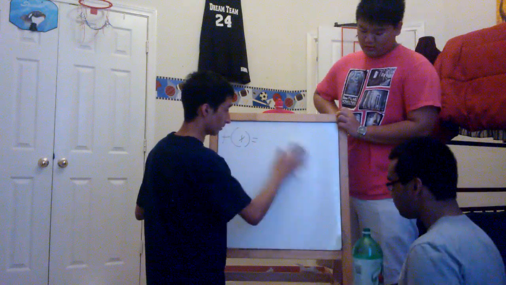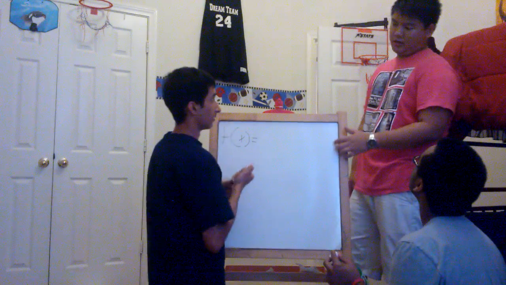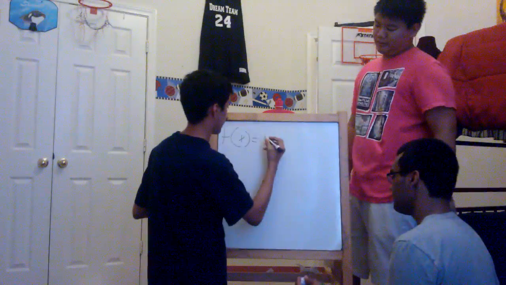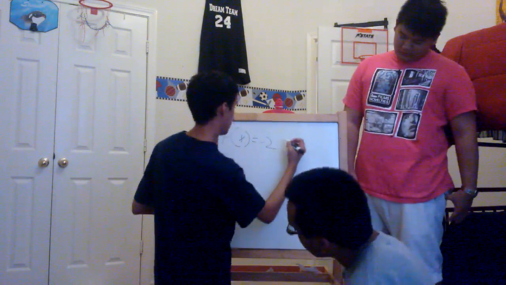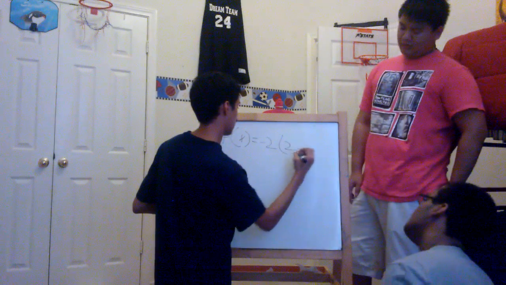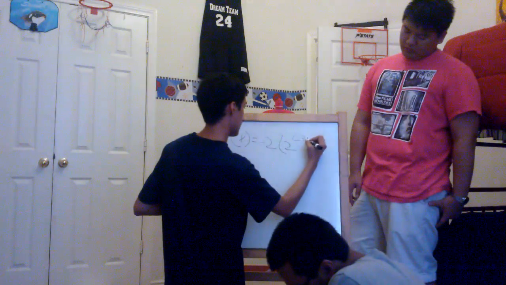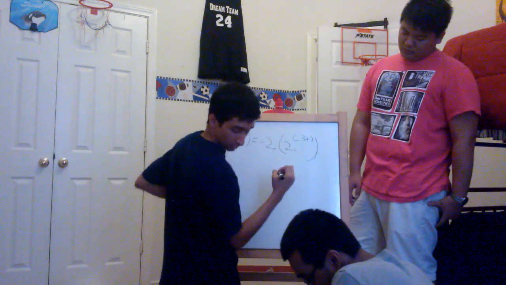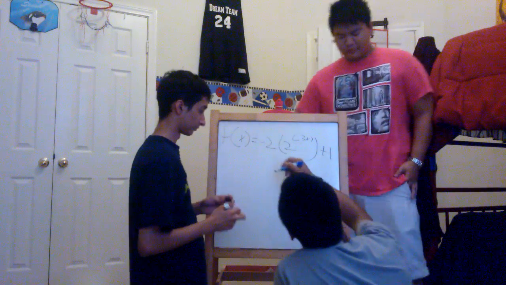Okay, now on to number 2. Okay, f of x equals -2 to the power of 3x plus 1. Okay, now here's how the graph looks like.